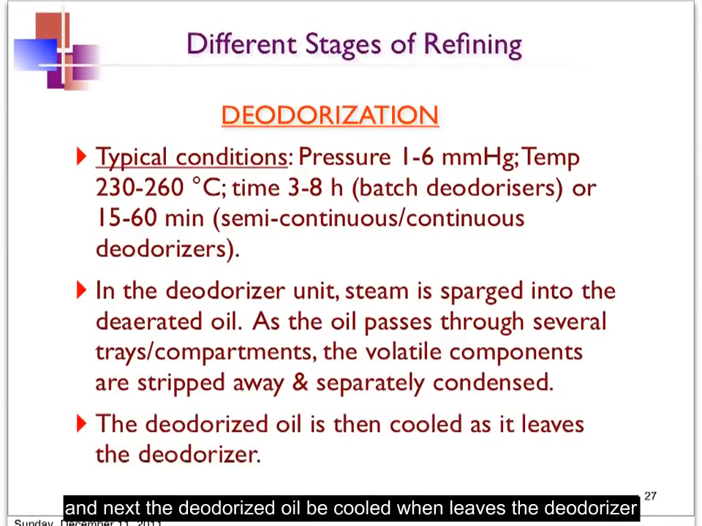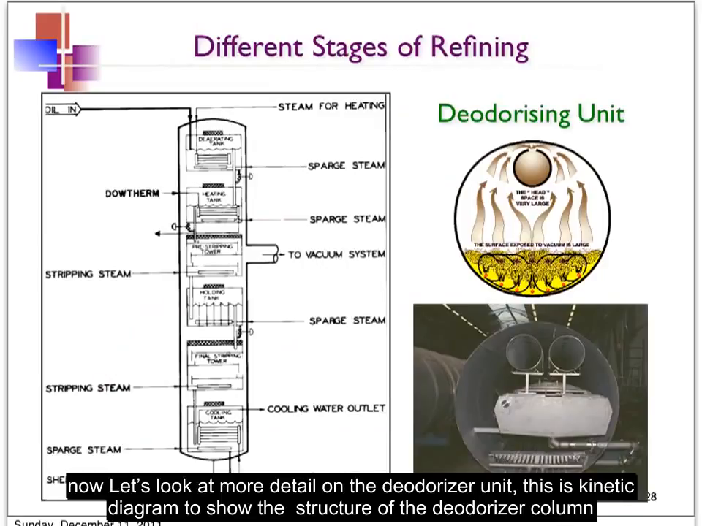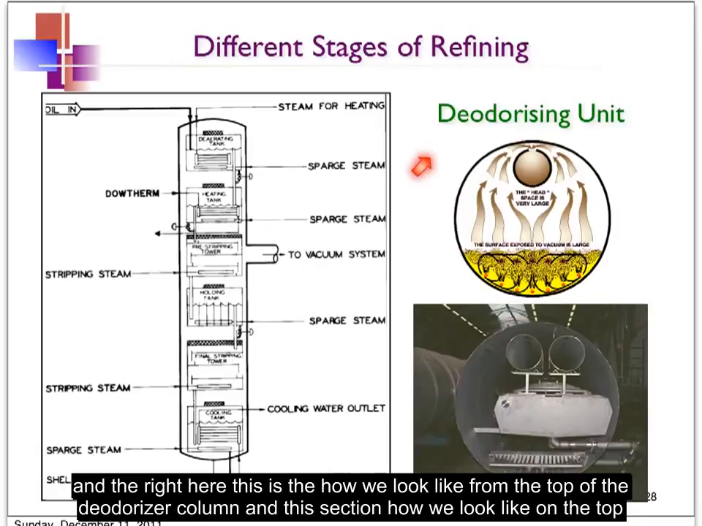And next, the deodorized oil will be cooled when it leaves the deodorizer. Okay, now let's look at more detail on the deodorizer unit. This is the schematic diagram to show the structure of the deodorizer column. And on the right here, this is how it looks from the top of the deodorizer column. This is the actual thing, how it looks from the top.